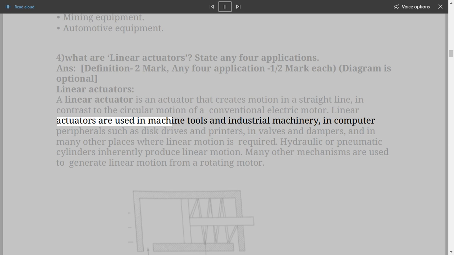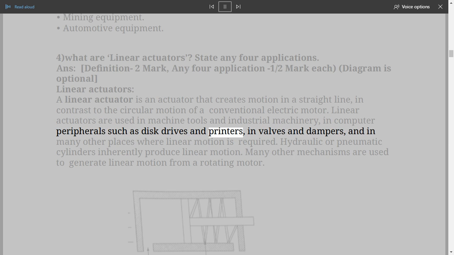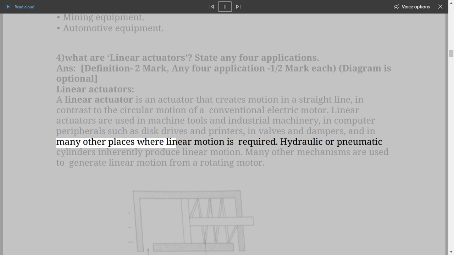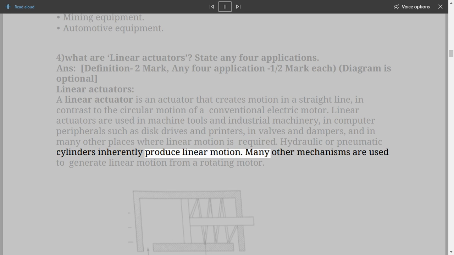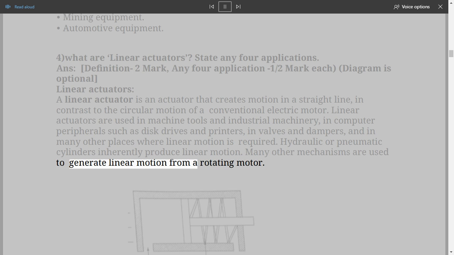Linear actuators are used in machine tools and industrial machinery, in computer peripherals such as disk drives and printers, in valves and dampers, and in many other places where linear motion is required. Hydraulic or pneumatic cylinders inherently produce linear motion. Many other mechanisms are used to generate linear motion from a rotating motor.